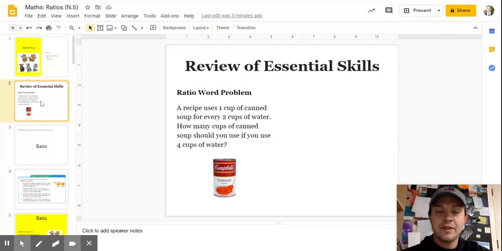We're going to start with a review of essential skills. Here's a ratio word problem for you. A recipe uses 1 cup canned soup for every 2 cups of water. How many cups of canned soup should you use if you have 4 cups of water? Answer that problem. Go.